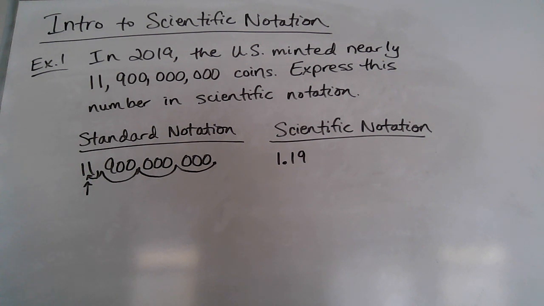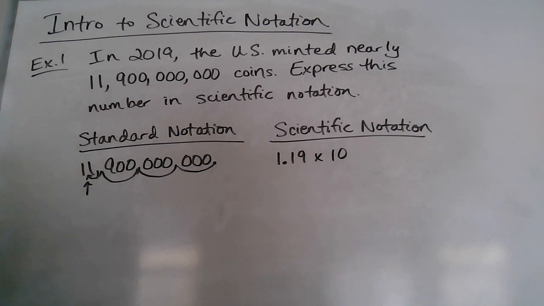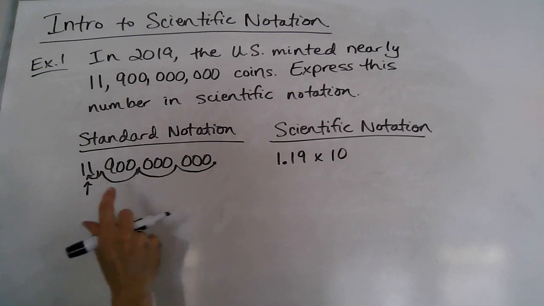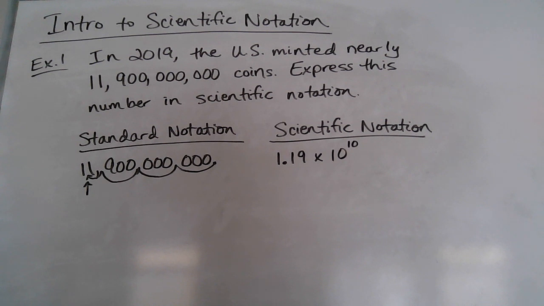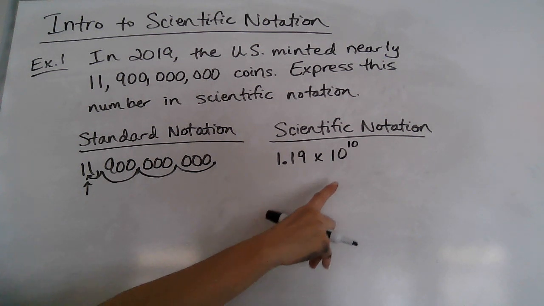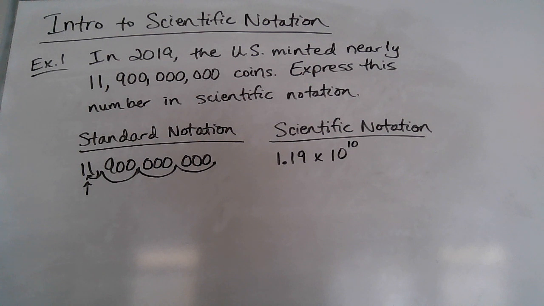So we've shown where we're moving the decimal to. Now we need to represent how many times we moved it to get it there. And that's where we multiply by a power of 10, because powers of 10 are how we move our decimals. And in this case, we move the decimal 10 places. So our power of 10 is positive 10. It's a positive 10 because our original number in standard notation is a large number. Large numbers are represented with positive exponents on our powers of 10. Smaller numbers, which we'll look at next, are represented by negative exponents on our powers of 10.